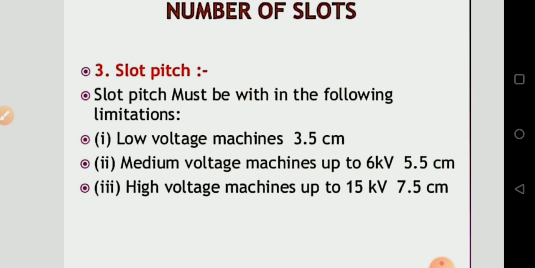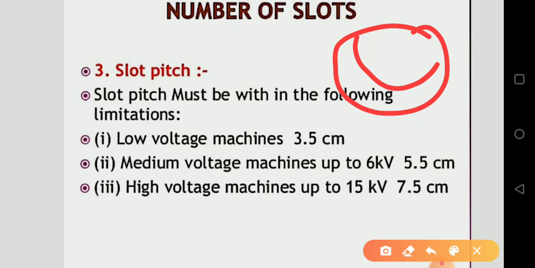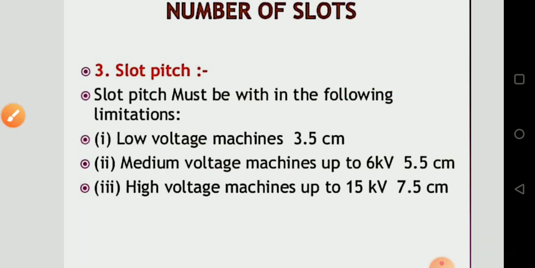Next is slot pitch. Slot pitch is defined as the arc length between two slots on the stator. In the machine, on the inner periphery, that is the inner circle, the distance between the slots is defined as the arc length between the two slots. The length between two slots is called the slot pitch.